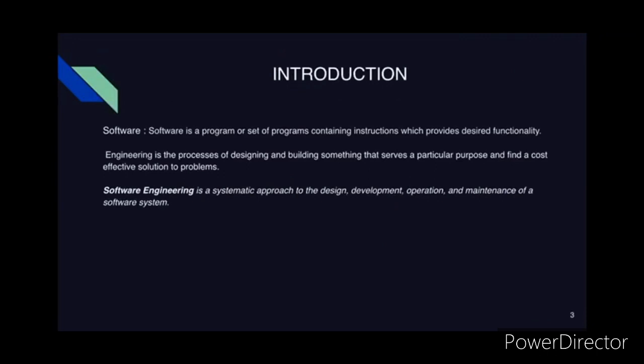Now second, what is engineering? Engineering is a process of designing and building something that serves a particular purpose and find a cost effective solution to problems. Engineering is basically making something or building something or developing something following a certain procedure, a step by step procedure, for a particular task.